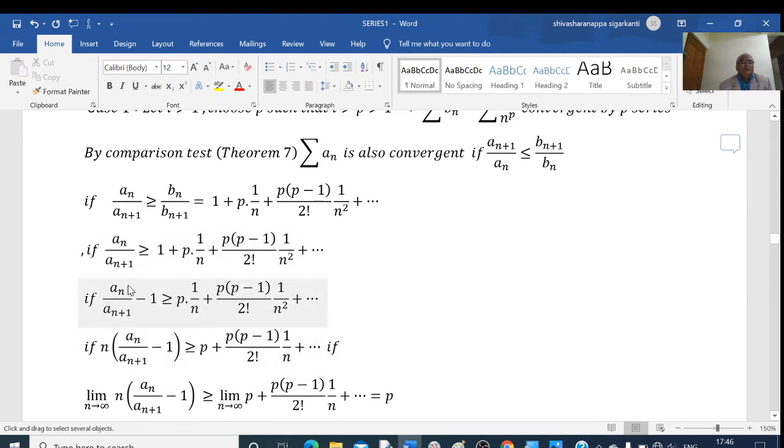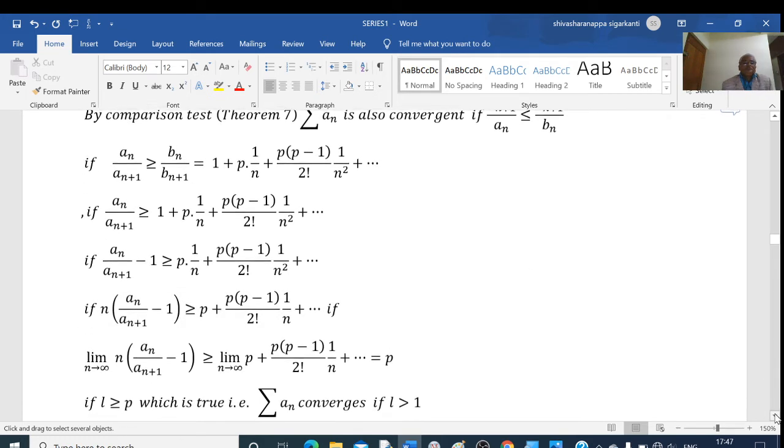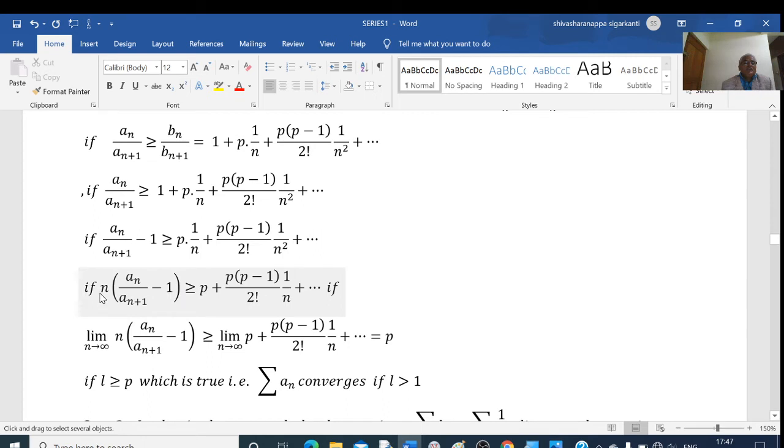That is, if I multiply this by n, so that if n into An by An plus 1 minus 1 is greater than or equal to, since I am multiplying by n, this n gets cancelled. The first term is p, plus the second term will be, 1 by n, the n gets cancelled, plus and so on. That is, if the limit of this as n tends to infinity is greater than or equal to the limit of this as n tends to infinity.